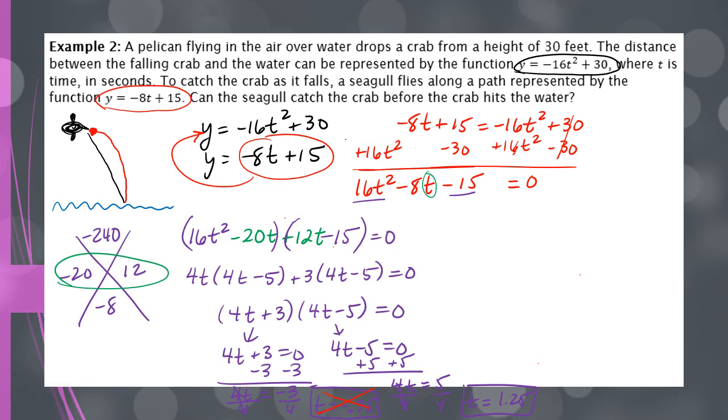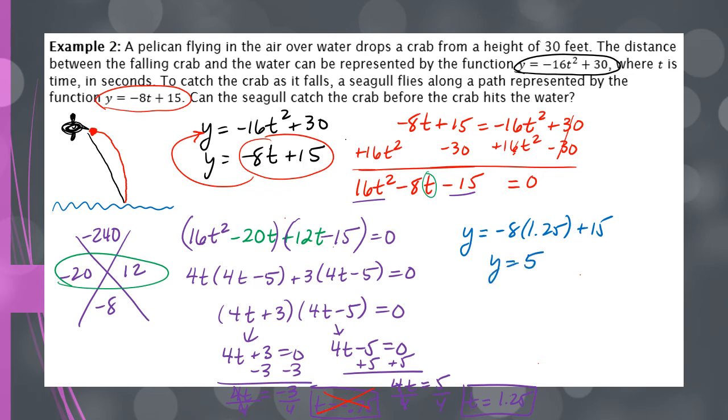So I'm going to take that 1.25 seconds and plug it back in, and I'm going to see what the y value is. We'll talk about that in a little more detail once we actually have a solution. So I'm going to plug it into the linear equation. I'm going to do negative 8 times 1.25 plus 15. And let's see, if I do that in my calculator, it gives me 5.